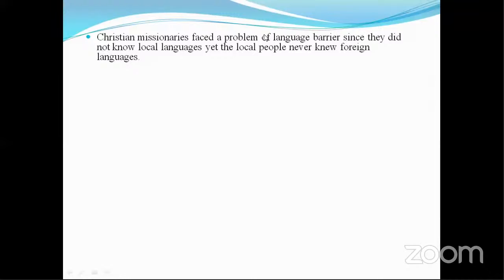Now this is the very point we are looking at. We are saying that these people could not actually communicate very well. It was such a big problem. The foreigners didn't know the local languages, and again, the local people didn't know the foreign languages. So it was a bit hard for them to communicate, though somehow they were learning slowly by slowly. And as time went on, they perfected the languages.